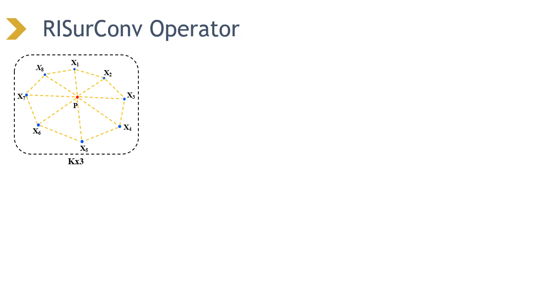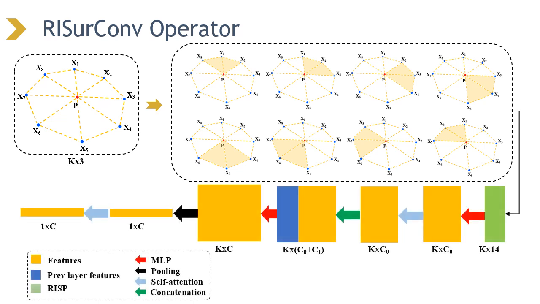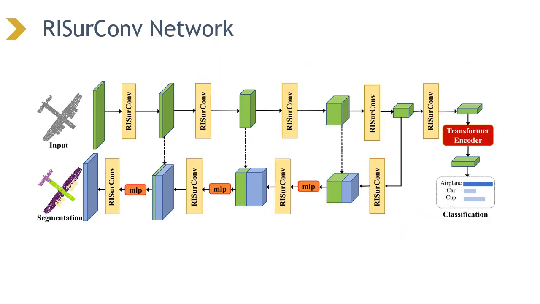Based on RISB, we can now build up the RISurConv. That is, for each neighbor point, we construct the local surface and extract the RISB. Then, we combine them and feed them into MLP layers to learn features. To further improve the effectiveness, this operator is augmented by two self-attention layers, as indicated by blue arrows. Based on the RISurConv operator, we can design the network. The classification network comprises 5 RISurConv operators followed by a classifier to output the class labels. The segmentation network follows an encoder-decoder architecture similar to the UNet.